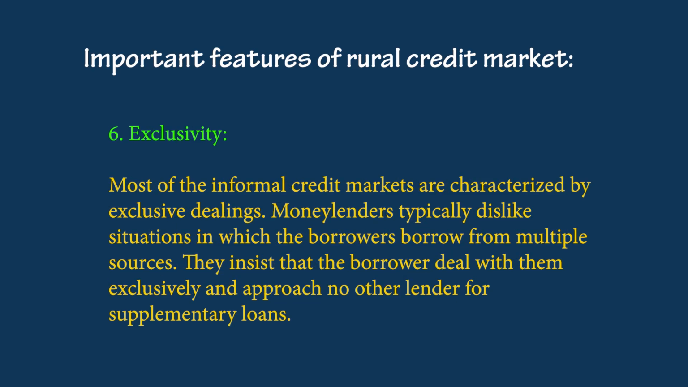The sixth characteristic is exclusivity. Most of the informal credit markets are characterized by exclusive dealings. Moneylenders typically dislike situations in which the borrowers borrow from multiple sources. They insist that the borrower deal with them exclusively and approach no other lender for supplementary loans.